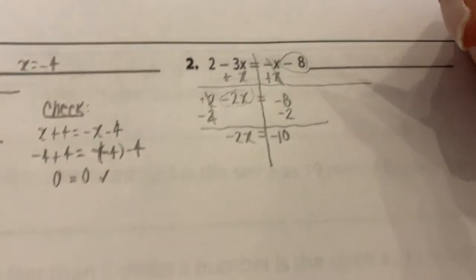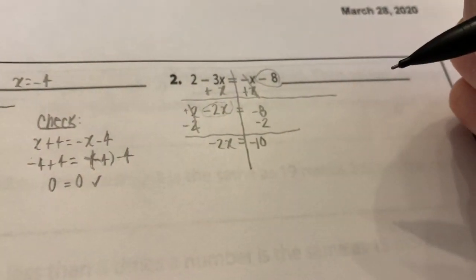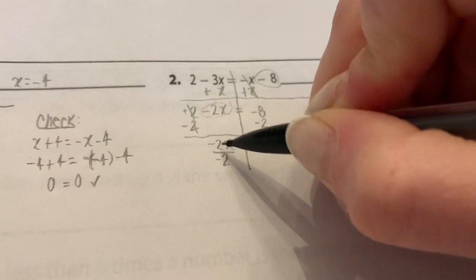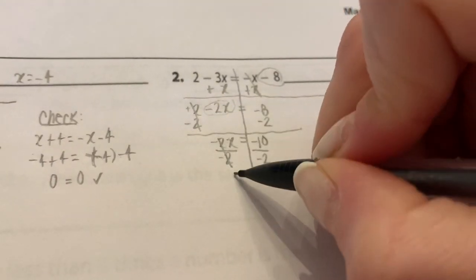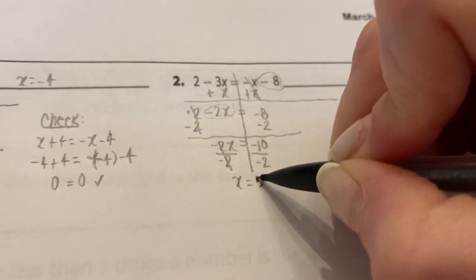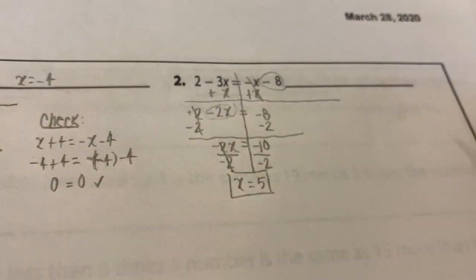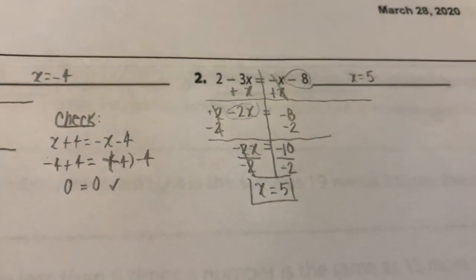Now I just have a one-step equation to solve. So the opposite of multiplying by negative 2 is dividing by negative 2. What I do to one side, I must do to the other. So this is x is equal to negative 10 divided by negative 2 is positive 5. So x is equal to 5. And you can check that. Okay.